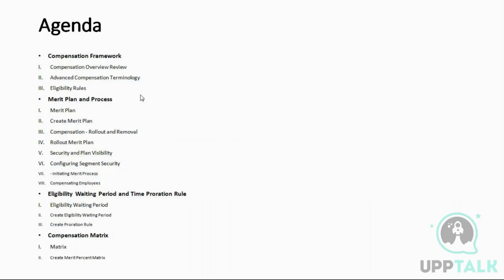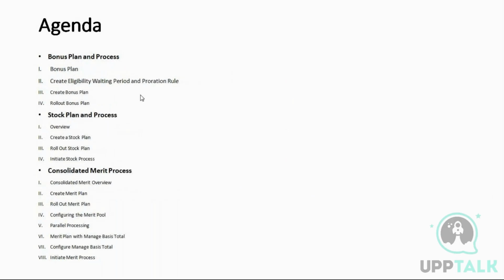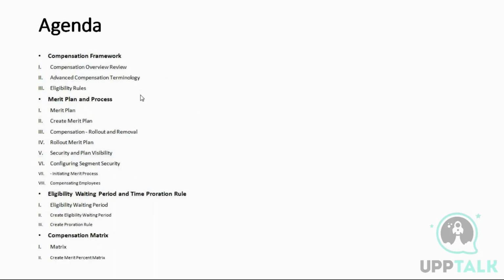So this deals with all the advanced compensation stuff here. We'll be starting with the basic framework of compensation. We'll be knowing the advanced compensation terminology and the kind of rules that we'll be having here. We'll be understanding that, and then from there we'll be getting into the merit process, the merit plan process. We'll be creating some of the merit plans, and we'll not be doing all this in a regular compensation.